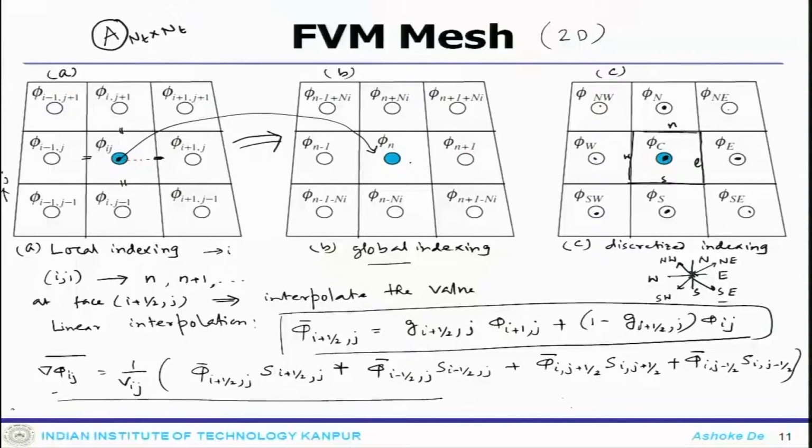Similarly, for this particular example also, this element has been mapped to this element, which we call the nth element. Then accordingly the other elements surrounding this element are the elements that need to be considered while doing the discretization for the gradient calculation.